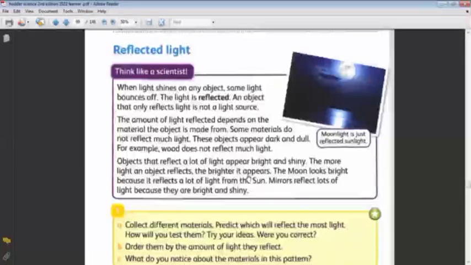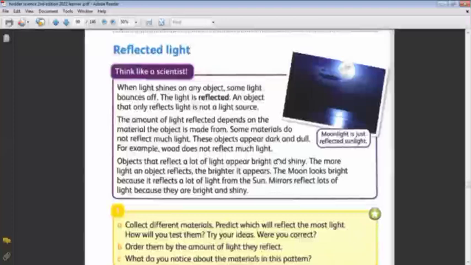Okay, and also the moon. The moon, we can see it very bright. When we look at the moon at night, it appears very bright. Does it emit its own light? No, it appears bright because it reflects the light that comes from the sun. So the moon looks bright because it reflects a lot of the light from the sun.